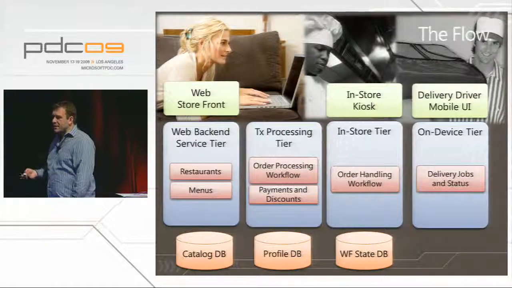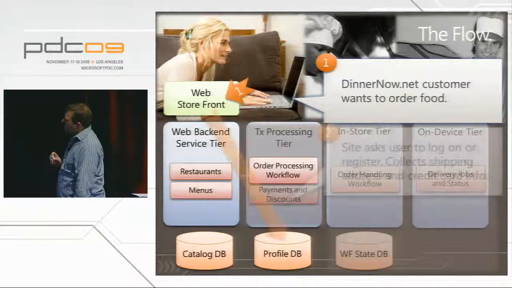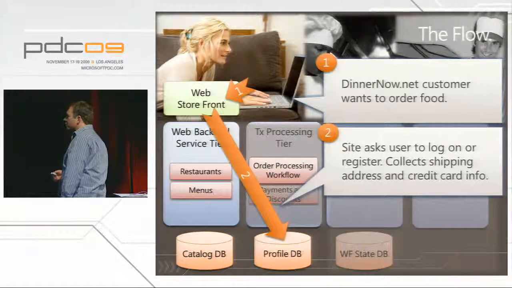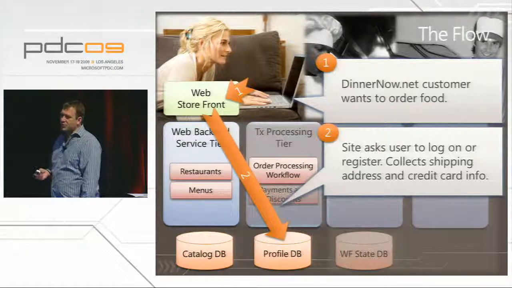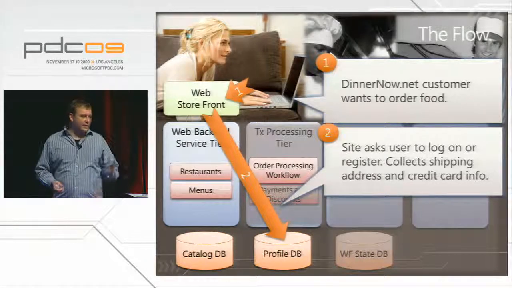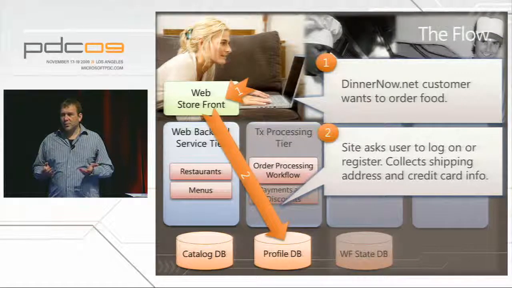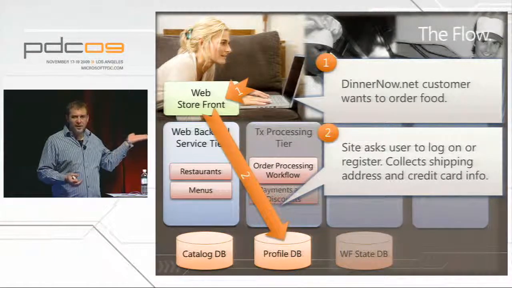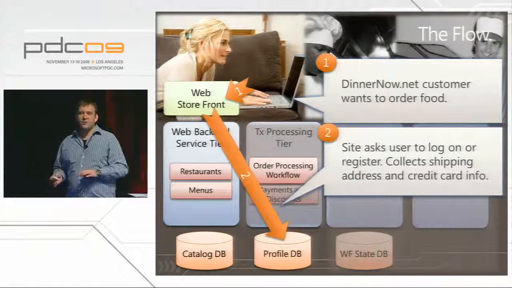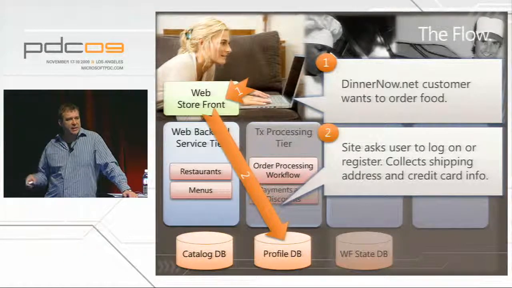Now the customer wants to order the food. The site asks the user to log on or register and collects the shipping address and the credit card information. That goes into a different database, the profile database. In this case it's simply the ASP.NET built-in profile DB. But for the purpose of discussion, let's assume they have a CRM system, even a simple one, hosted on site, and that's where the data goes to and comes from.